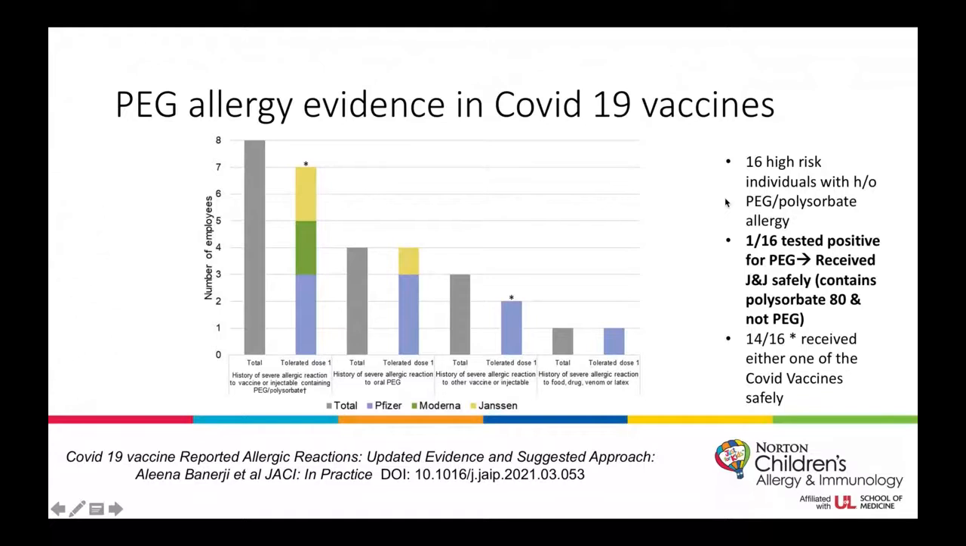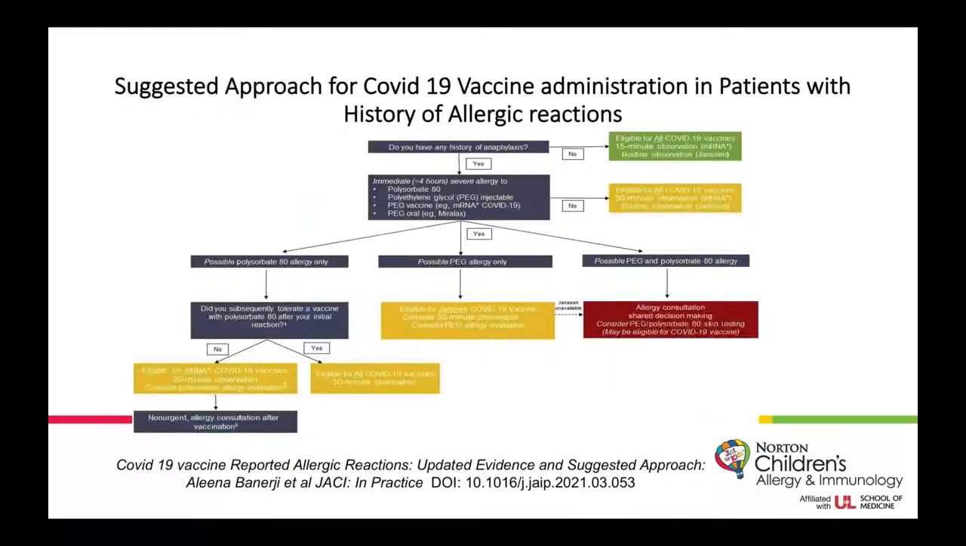So take-home points from this study: 16 high-risk patients were evaluated. Only one of them, who had a history of severe allergic reaction to oral PEG, tested positive to PEG and actually ended up receiving Johnson & Johnson safely. 4 out of 16 actually ended up receiving the other vaccines safely. And remember, 2 out of that 16 had not received the first dose yet, and that's why they weren't included.